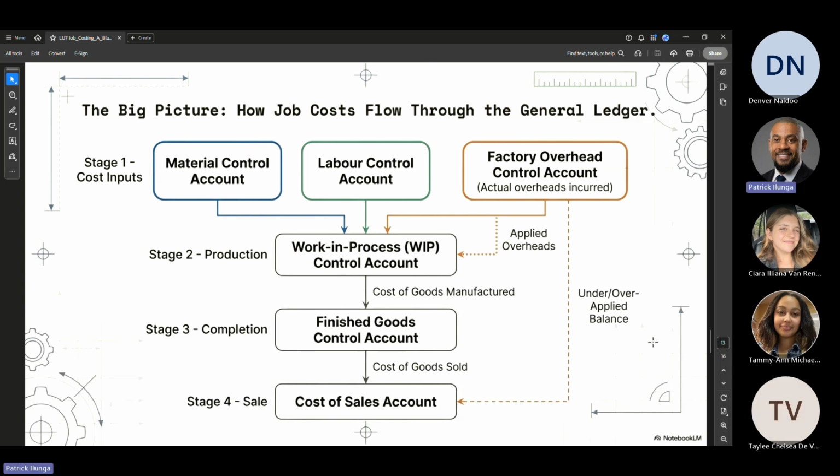So labor control account, and then we have a factory overhead control account. But what is important with this one is that it also assists you to look at what is actual versus what was budgeted, what was applied. And that's what will give you an indication of if you have an under or an over application, right?